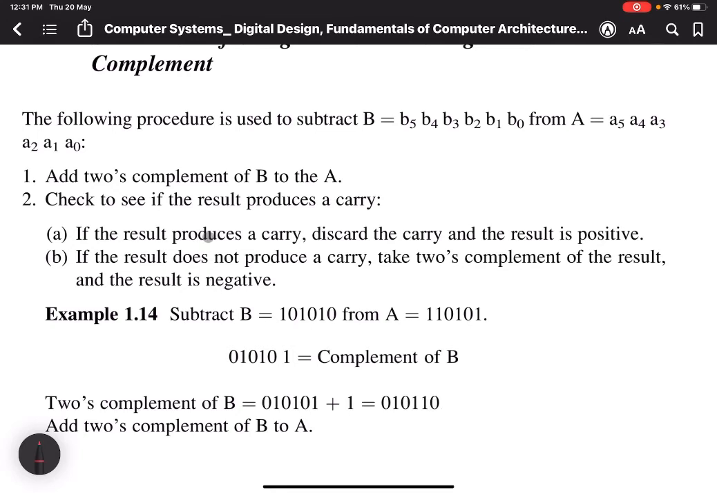So ano yung procedure kasi natin? Narito, if the result produces a carry, disregard the carry and the result is positive. If the result does not produce a carry, take the 2's complement of the result and the result is negative. Okay? So, ito, pag inadd natin, anong result?